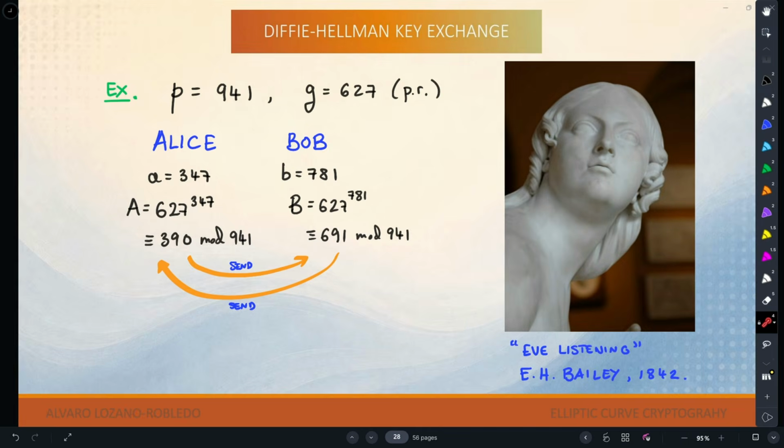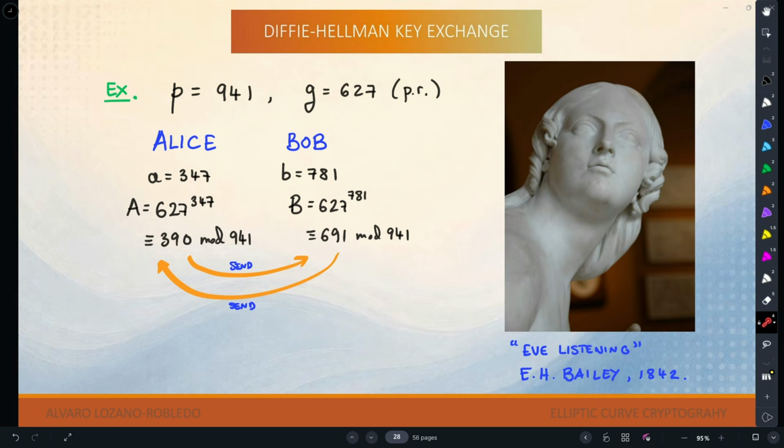Now, Eve is always listening. There are always people listening to all of these conversations. This is a sculpture called Eve Listening. In 1842, this sculpture was ahead of its time. So in any case, this is all transmitted in public channels. So there are people listening, so you have to be careful about what information they have to try to crack this code.